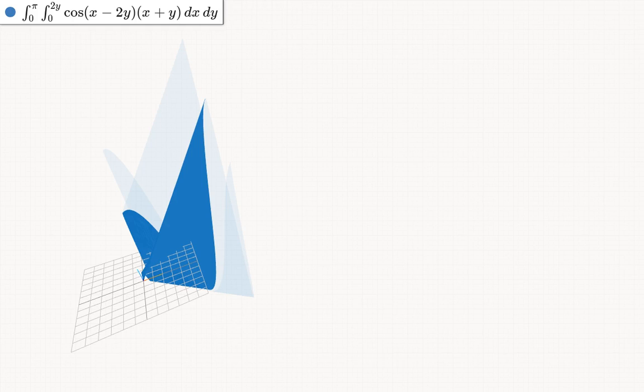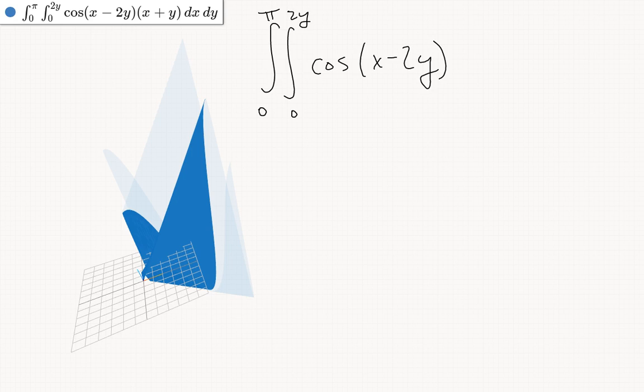Now let's do an example with a linear substitution. So this will be a bit simpler. We'll integrate from 0 to pi, 0 to 2y, cos(x - 2y) times (x + y) dx dy. So the region of integration is a triangular region.